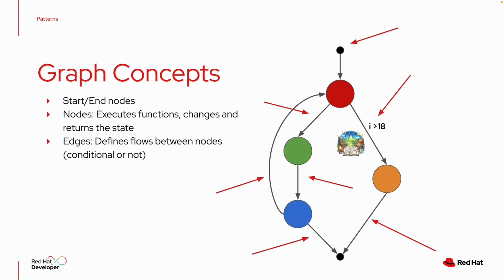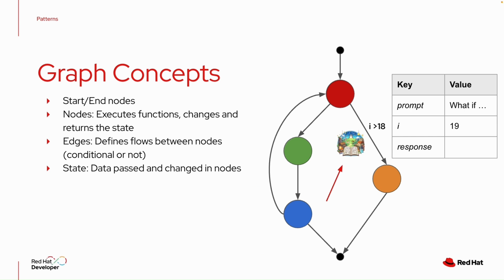Then there are the edges. The edges define the flow between the nodes. So I've got a node, and then I want to move to another node. How? I mean, which nodes I can move from one node to another node. This is defined by edges. And these edges can be conditional or not. You can say, if you are older than 18, go to this node, else go to this other node.